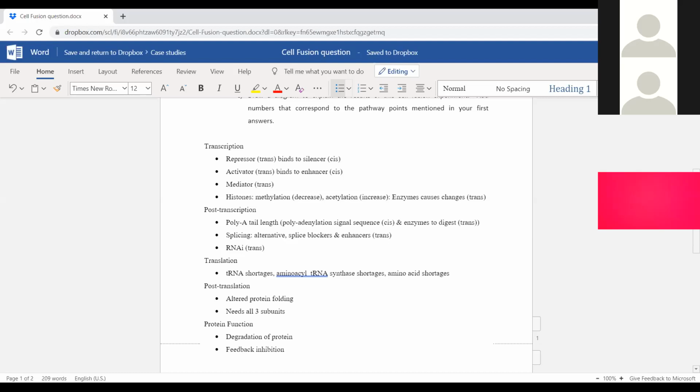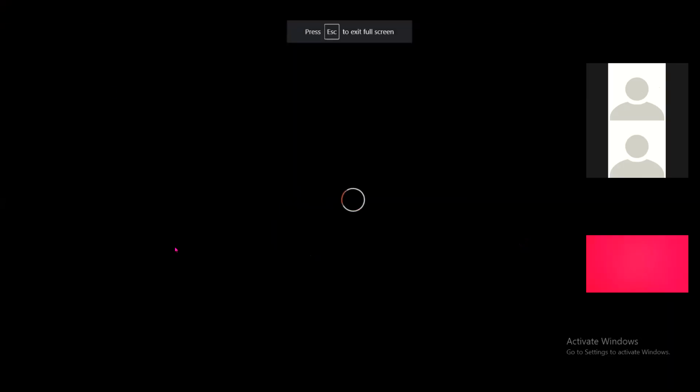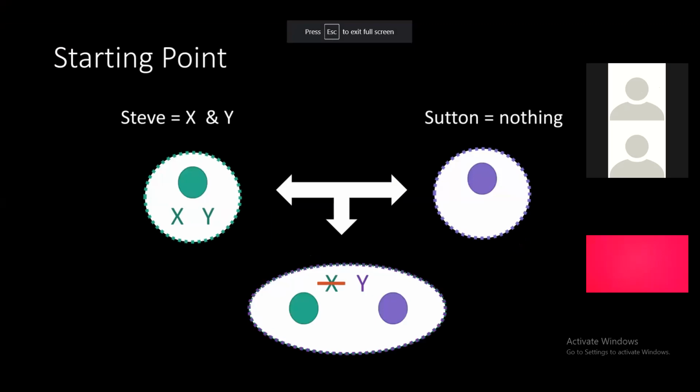So thinking back to our picture of our proteins here, our question tells us that protein X has stopped being made by Steve. So we want to look at our list of things and say, what would make protein X disappear or stop being produced? And then we will come back and look at why protein Y's mRNA is being made.